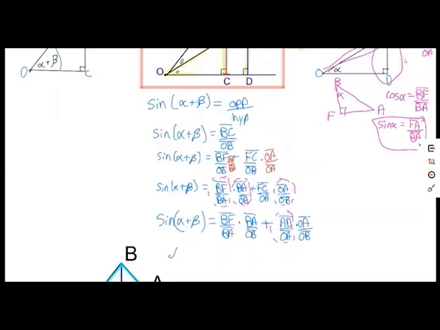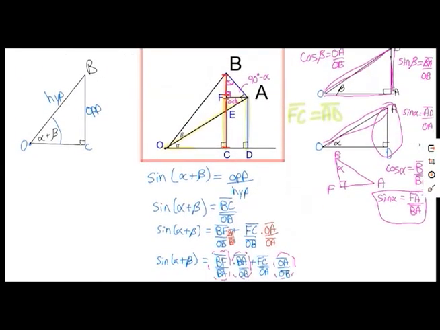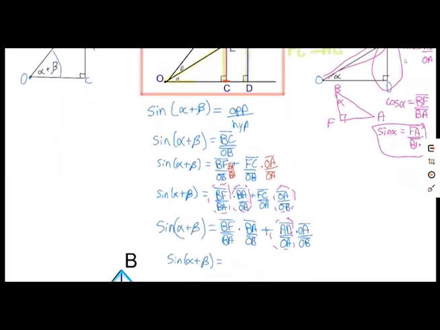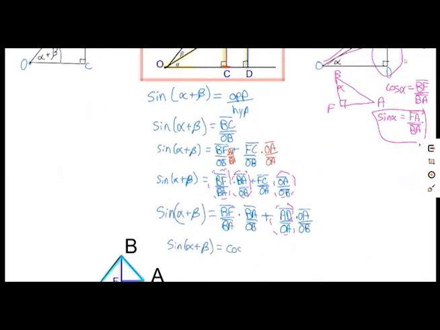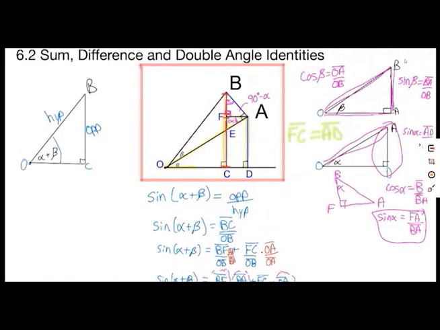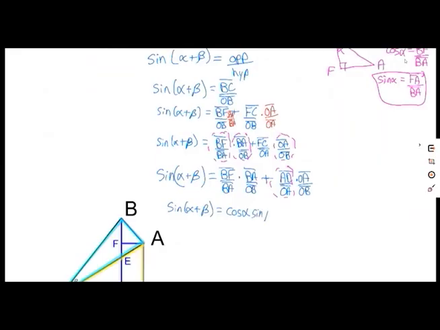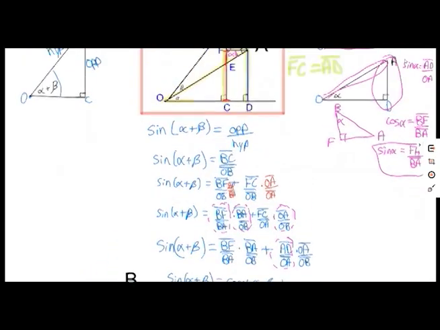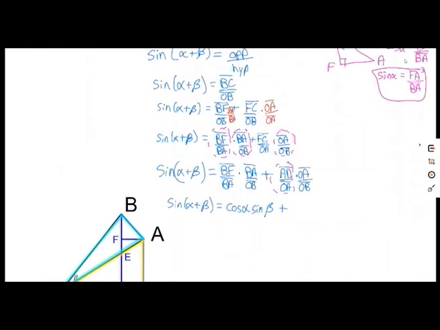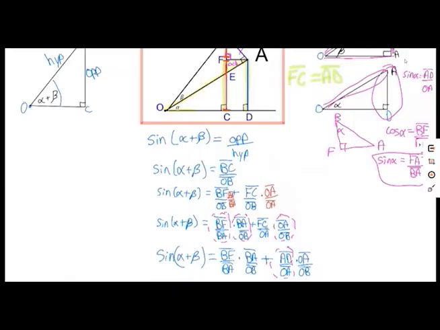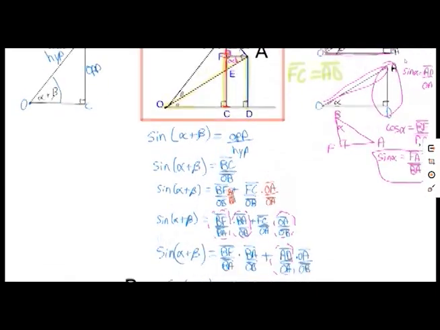sine of alpha plus beta. Okay, so BF over BA was my cosine of alpha. So that's going to be cosine of alpha. BA over OB, if I go up to the right, I can see is sine beta. AD over OA is what we just looked at. That's sine of alpha. And then our very last one, OA over OB, is cosine of beta.